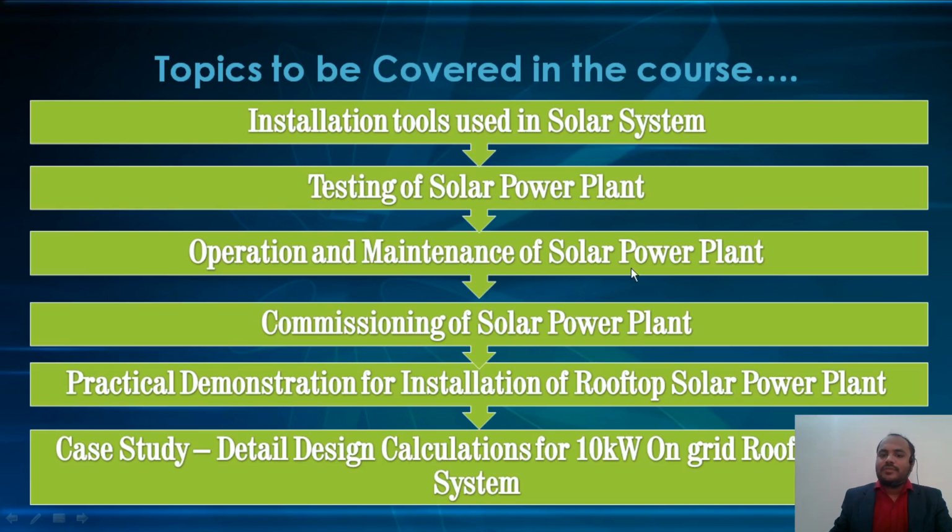Operation and maintenance of the solar power system. When we install a solar power system, it should run for 25 years. How to operate and maintain the solar power plant for 25 years, everything with the methods and procedures, we are going to discuss in this section.